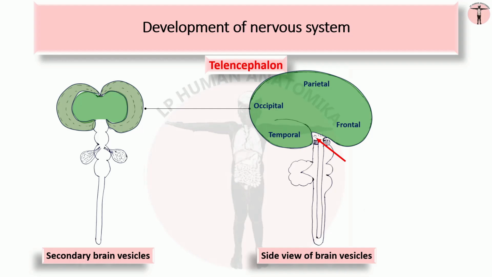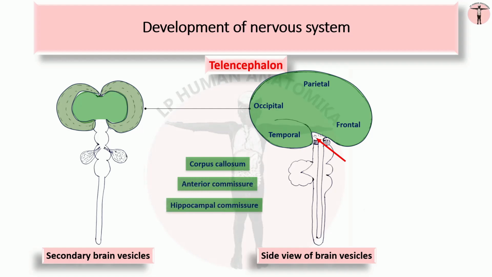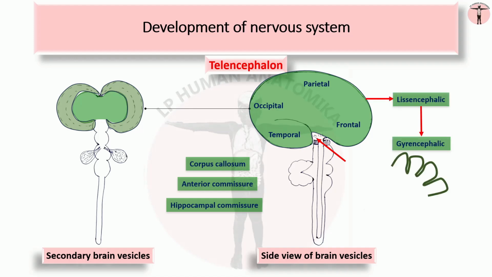The right and left cerebral hemispheres are interconnected by three commissures: the corpus callosum, anterior commissure, and hippocampal commissure. The surface of cerebral cortex changes gradually from a smooth surface or lissencephalic structure to a convoluted surface or gyrencephalic structure. As growth proceeds, a complex pattern of sulci or grooves and gyri or elevations develop.